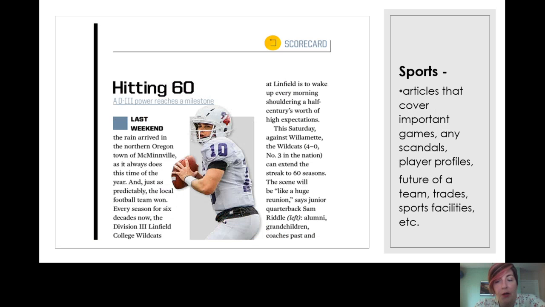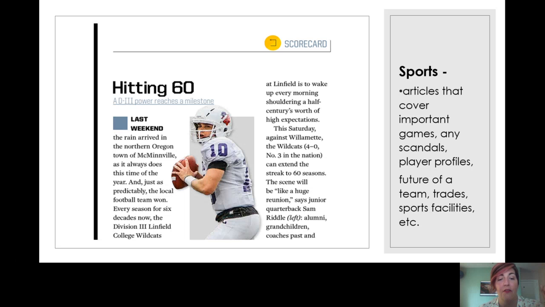Sports. We did sports and we covered sports. So remember, those are articles that uncover important games, any scandals going on. It could be a player profile. It could talk about the future of a team, trades that are going on, things going on with sports facilities. We mean like the Jaguar Stadium, something like that, if they're doing an upgrade or if something has gone wrong.